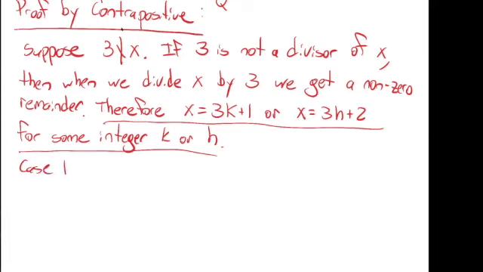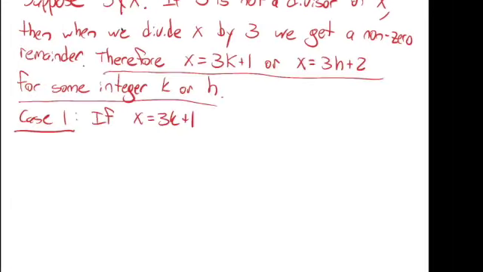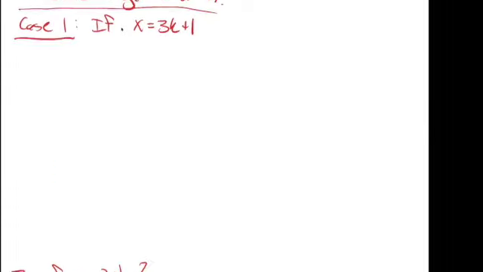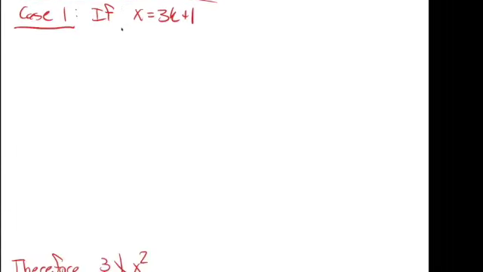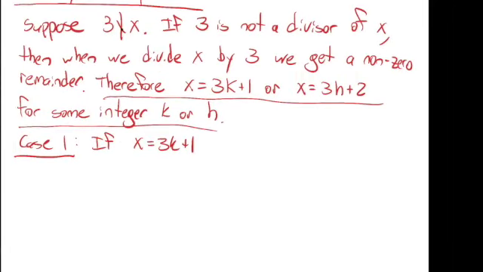Say case 1, if x is equal to 3k plus 1, then remember what we're hoping to get to at the end is to say, therefore not P is true. And that's what we're hoping to show in the end by proof by contrapositive. So if I'm trying to show something about whether or not 3 divides x squared, what might be a good thing to do next?